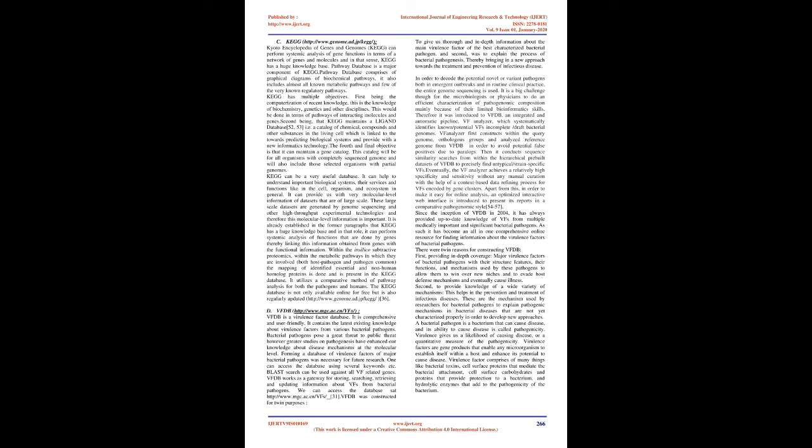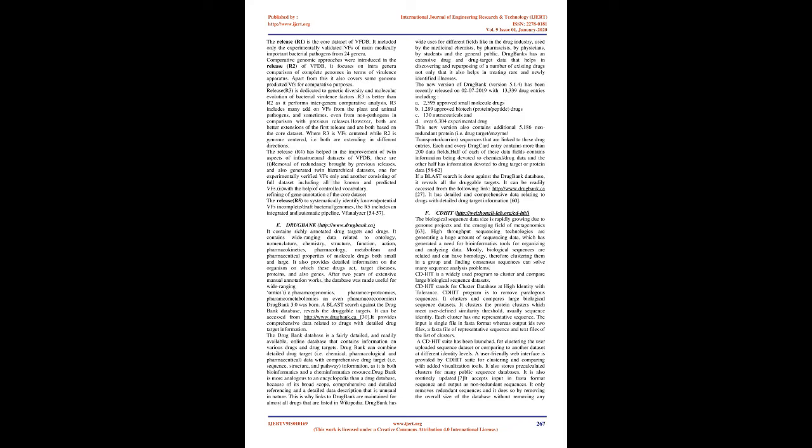The fourth and final objective is that it can maintain a gene catalog. This catalog will be for all organisms with completely sequenced genomes and will also include those selected organisms with partial genomes. KEGG can be a very useful database. It can help to understand important biological systems, their services and functions, like in the cell, organism, and ecosystem in general. It can provide us with very molecular level information of datasets that are of large scale. These large-scale datasets are generated by genome sequencing and other high-throughput experimental technologies, and therefore this molecular level information is important.